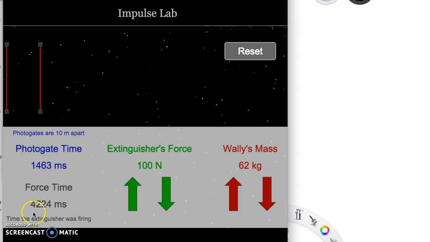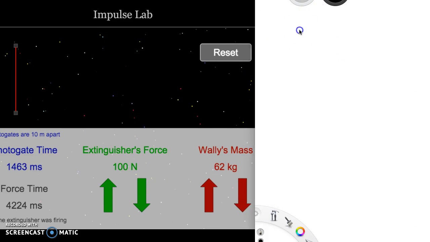Okay? And so you have 4 pieces of information here. We have the force from the extinguisher, we have the mass of the astronaut, we have the force time, or the amount of time spent firing the fire extinguisher, and then we have the photogate time, or the time it took to pass through those gates. Okay, so we're going to set up a table for our data, and in each table we'll be varying something slightly different.